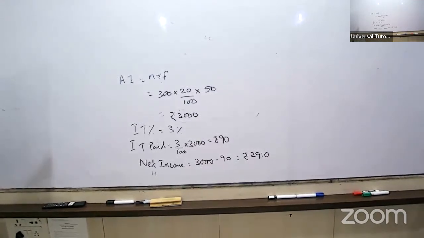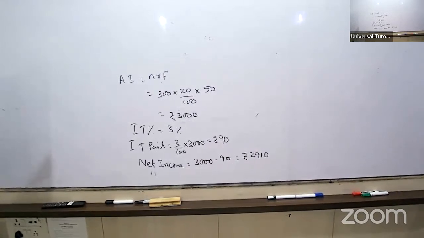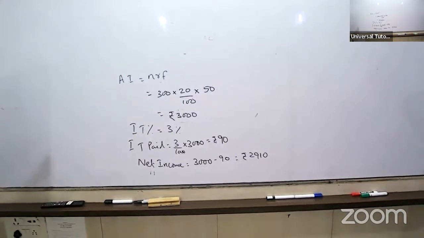Next, what is 1200? Annual income. So what all values are given? Different values are given. One by one, the values are right, then automatically the answers will come.